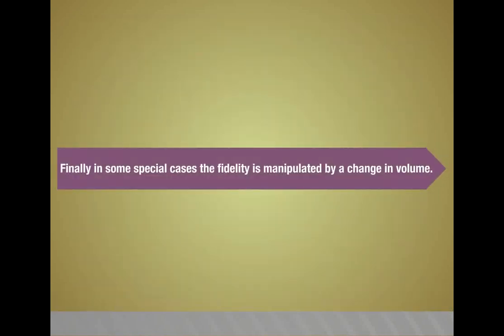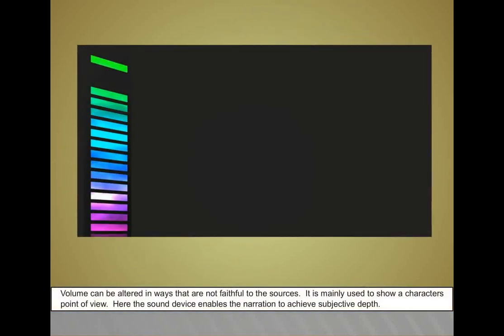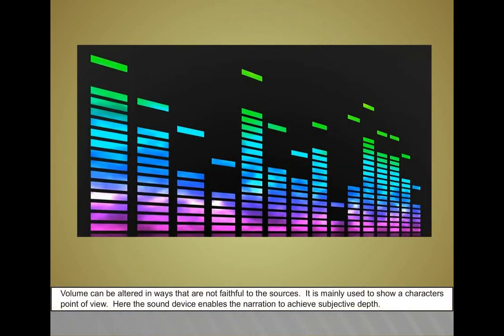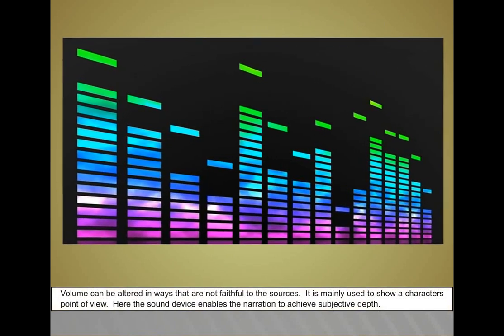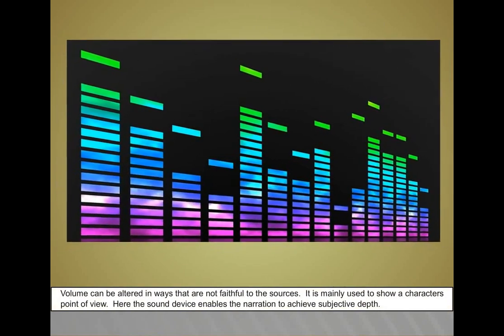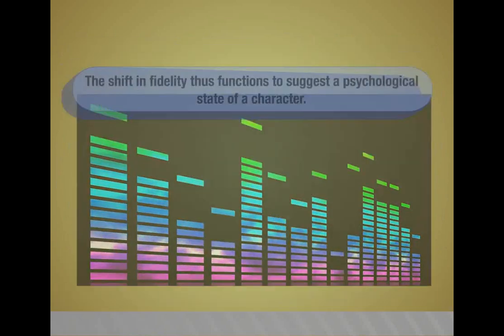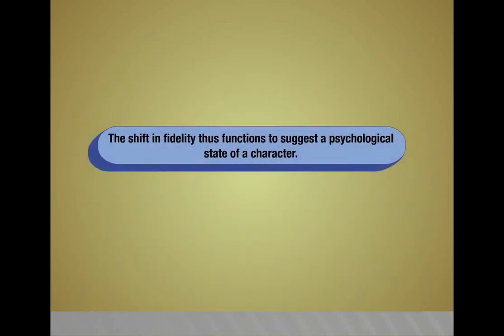Finally, in some special cases, the fidelity is manipulated by a change in volume. A sound may seem unreasonably loud or soft in relation to other sounds in the film. Volume can be altered in ways that are not faithful to the sources. It is mainly used to show the character's point of view. Here, the sound device enables the narration to achieve subjective depth. The shift in fidelity thus functions to suggest a psychological state of a character.